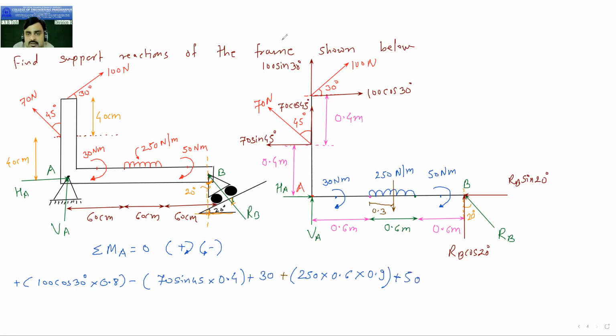Then next is this RB sin 20, which is already 0. So for RB cos 20, the distance is 0.6 plus 0.6 plus 0.6. It is 1.8, and it is moving upward, so it will rotate in anti-clockwise direction. So minus 1.8 RB cos 20 is equal to 0. Now solve this.